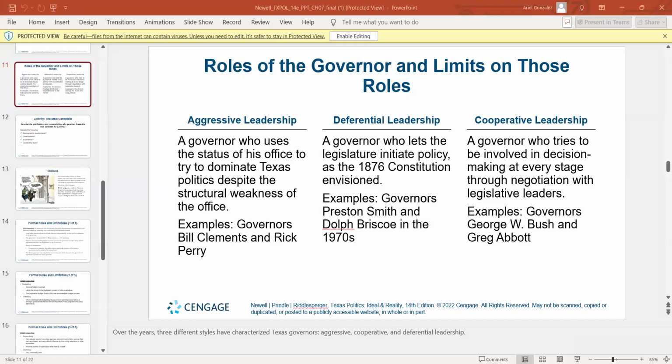So that's of course a very important power the governor has, which we'll talk about right now, which Greg Abbott obviously used at great length at the start of the pandemic here. Okay, so let's go ahead and move on now to the formal roles here.